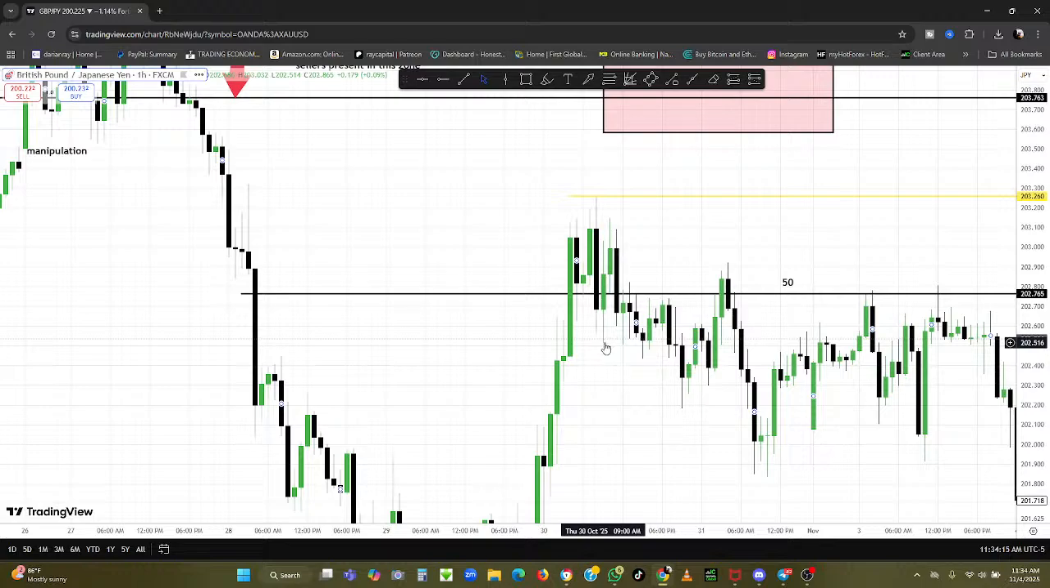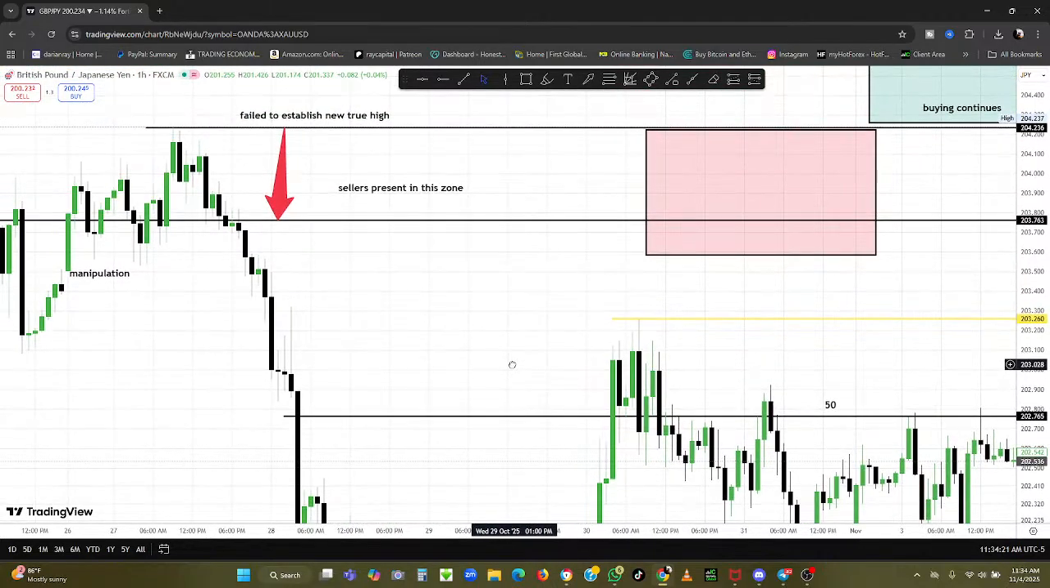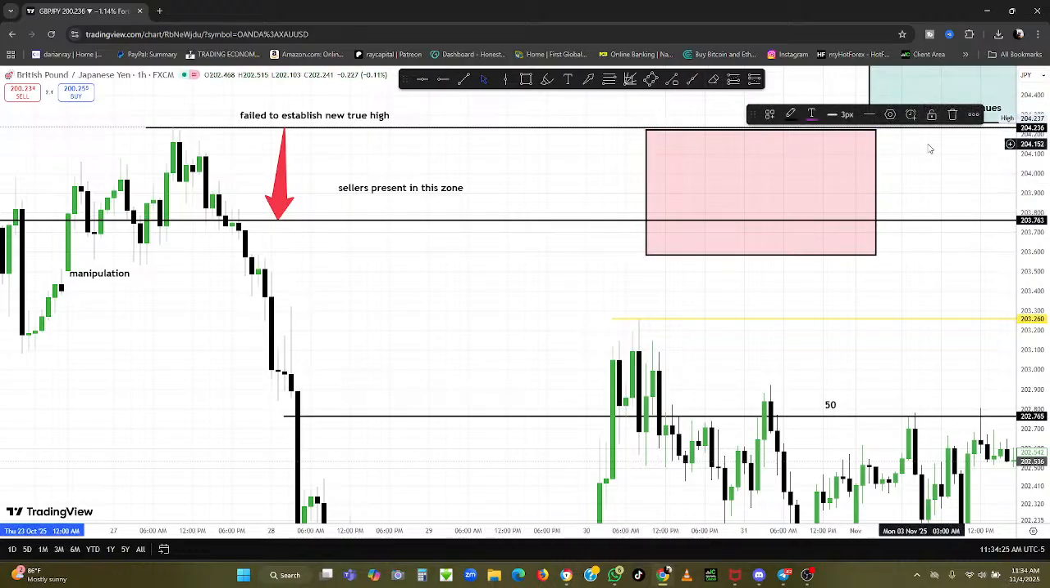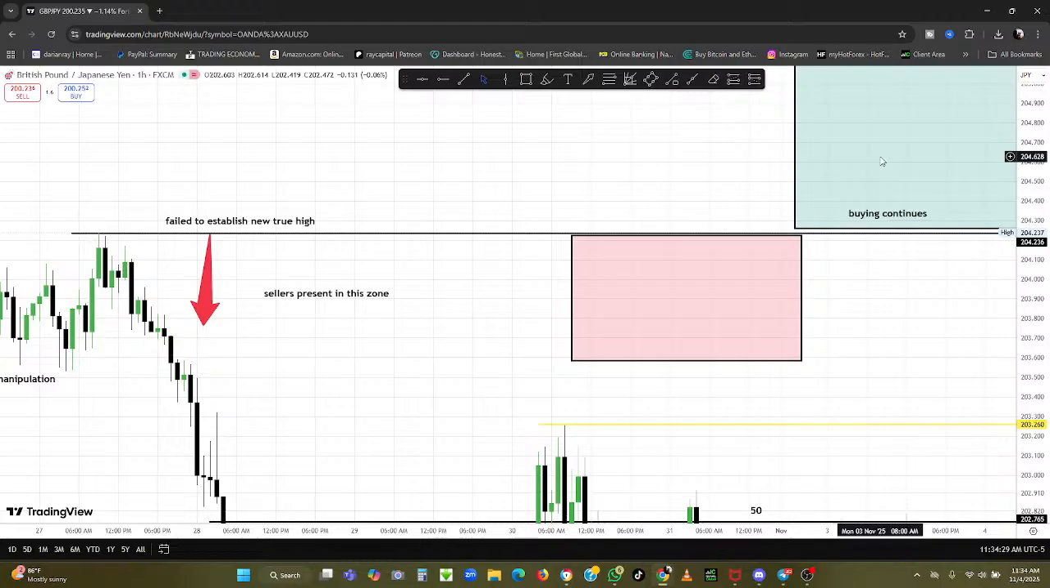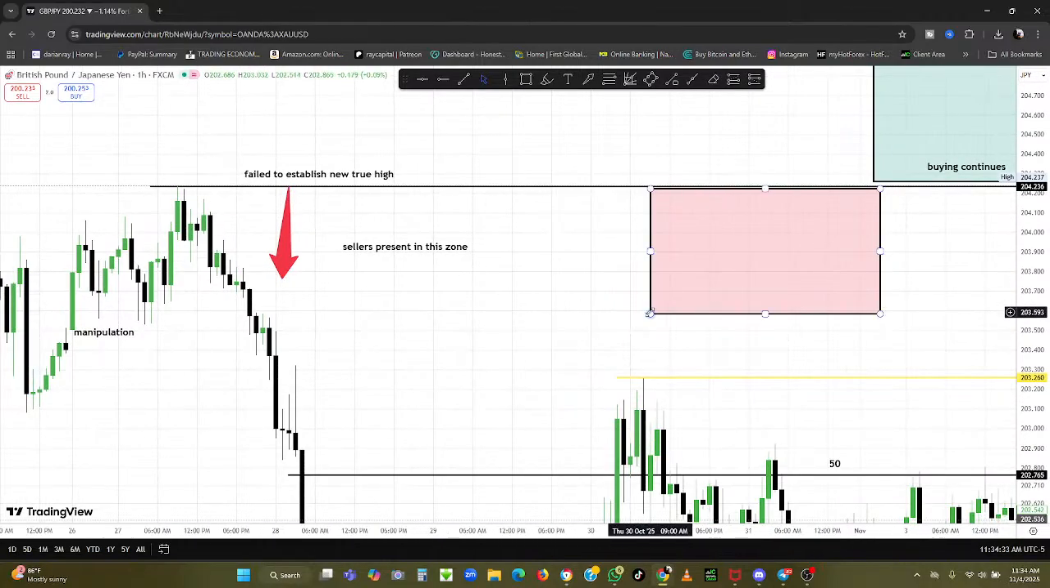But you can't let your excitement cloud your judgment. You see, the point of the matter is, if you had labeled this chart properly, which by now I'm hoping that many of you are doing. Let me get this out of here quickly. Look, right as the buying continues, this was the manipulation zone. This is where sellers enter the market.